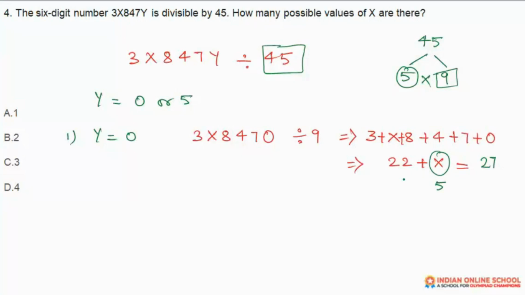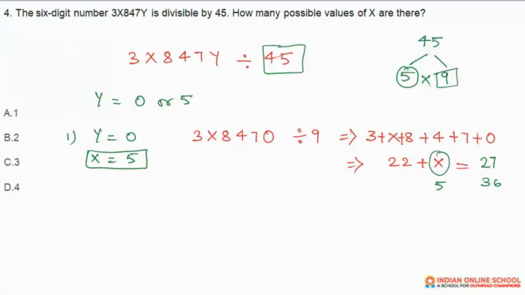Correct? And if we go further and take the next multiple of 9, which is 36, for that we need to add 14. Okay, and that is not possible since x is only a 1-digit number. So that is why when we put the value of y as 0, the value of x would be 5. Okay, this is one of the values.